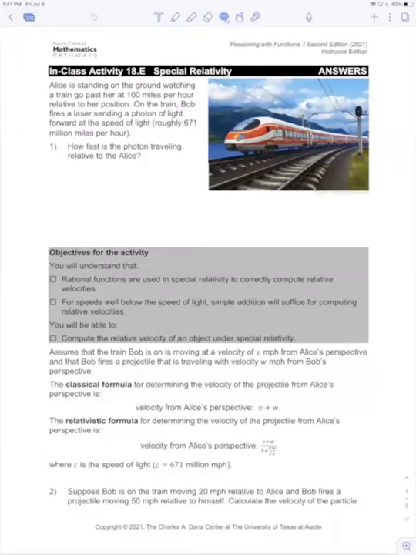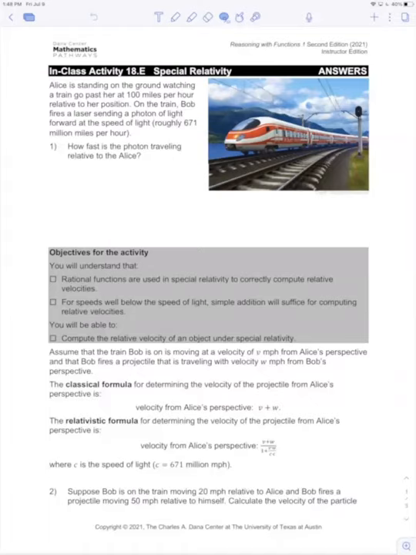In class activity 18E, Alice is standing on the ground watching a train go past her at 100 miles per hour relative to her position. On the train, Bob fires a laser, sending a photon of light forward at the speed of light, roughly 671 million miles per hour. How fast is the photon traveling relative to Alice?